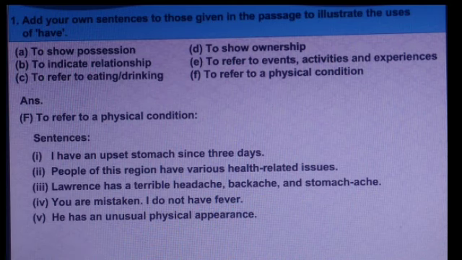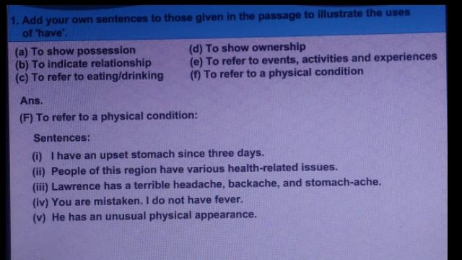These few examples refer to a physical condition of the people. Now let us see a few examples. Number 1, I have an upset stomach since 3 days. Number 2, people of this region have various health related issues. Number 3, Lawrence has a terrible headache, backache and stomachache too.